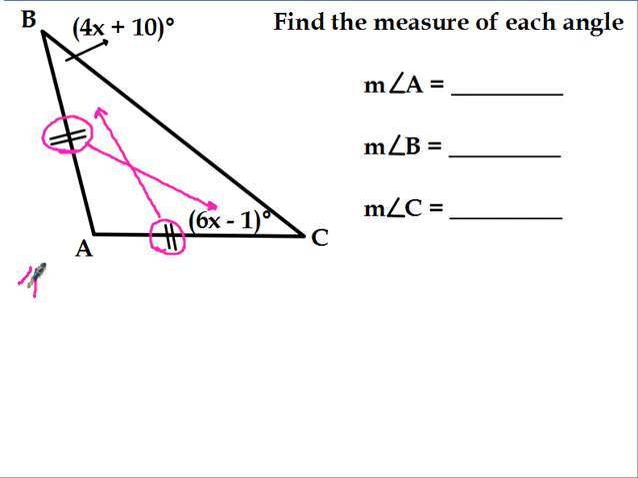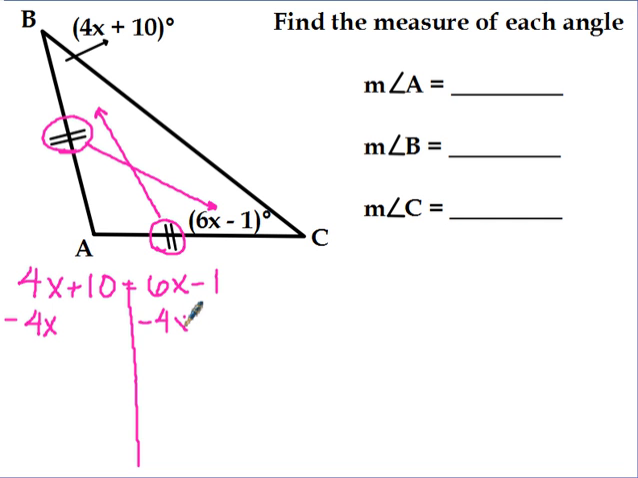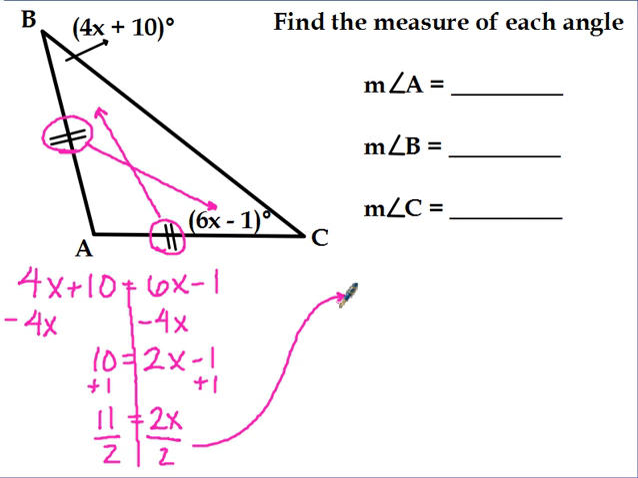So I'm going to have 4x plus 10 equals 6x minus 1. And now I have to solve this for x. So here's my equal sign, and remember whatever we do to one side we have to do to the other side. So the first thing I'm going to do is subtract 4x from both sides. So I have 10 equals 2x minus 1. Then I'll add 1 to both sides. So I get 11 equals 2x. And then I'll divide both sides by 2. And I'm running out of room here, so I end up having, let's see, 5.5 for x.